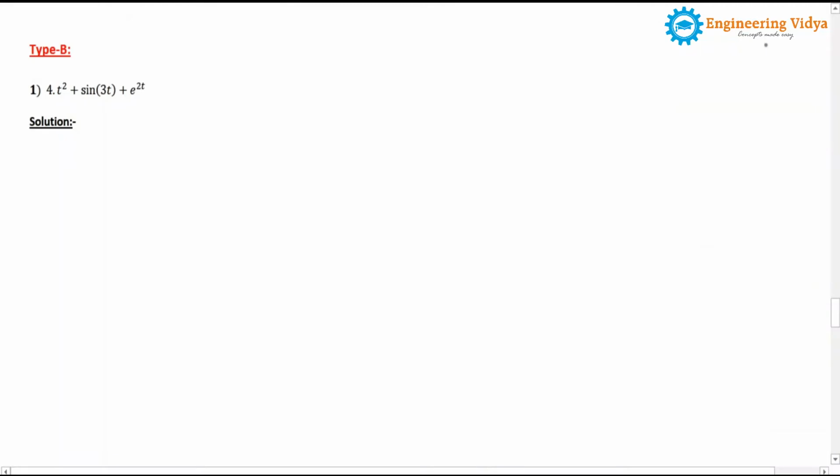Hello everyone, welcome to the continuation part of exercise number 1 of Laplace transform. So here we will continue type B and type C. So first we'll start with type B.